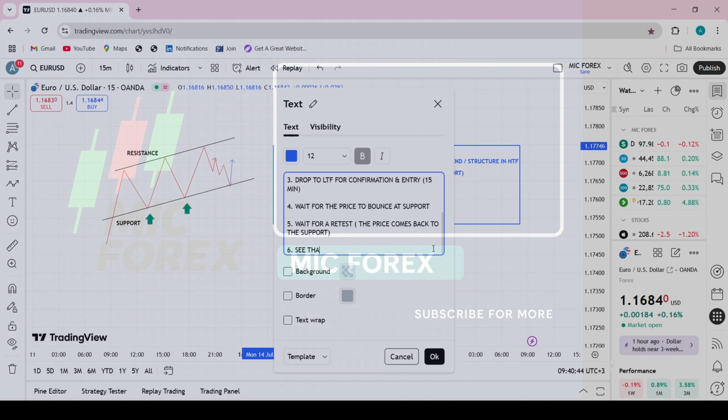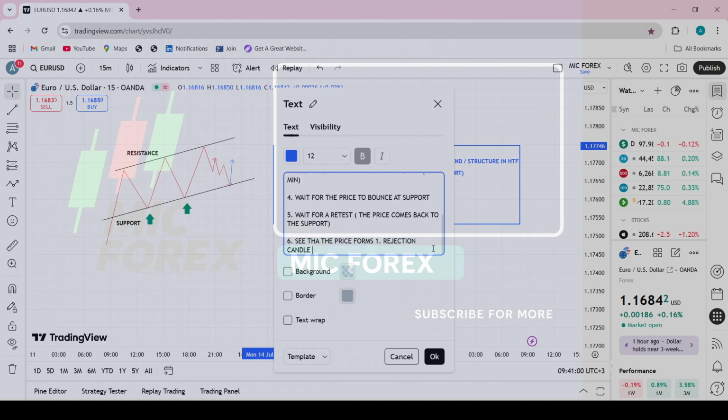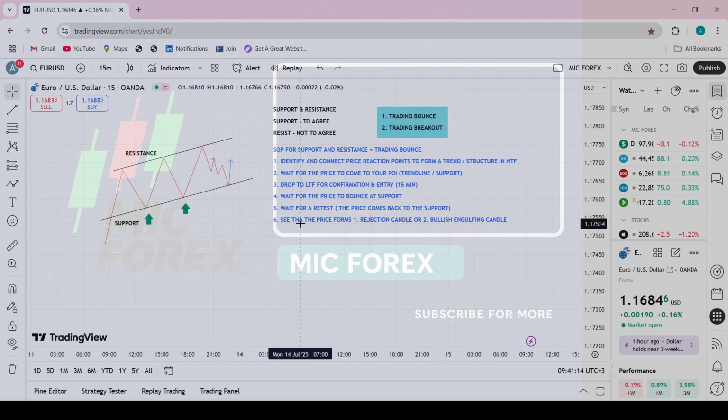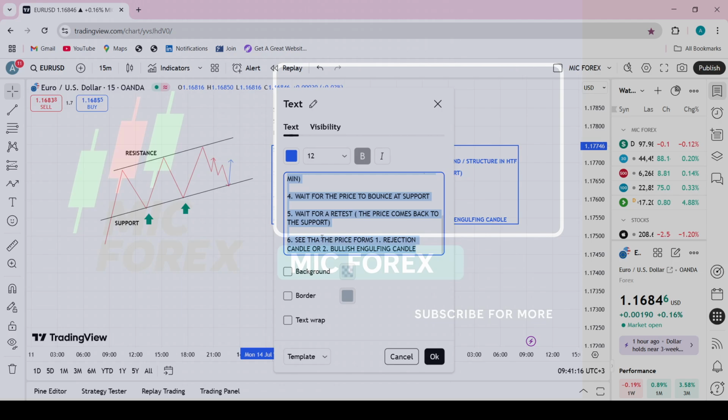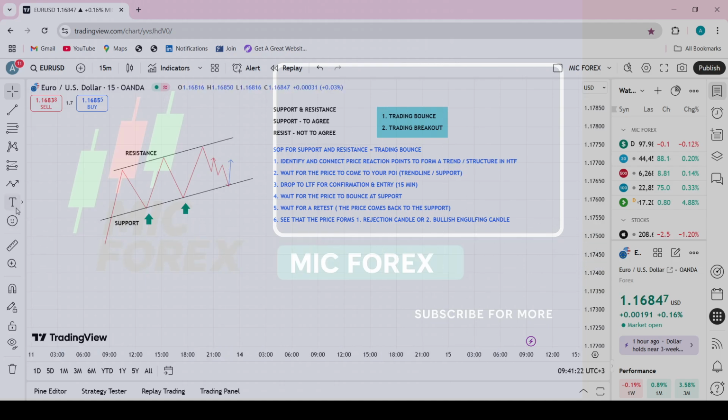See that the price forms these two things. Number one, a rejection candle at the support, at the retest. Or two, a bullish engulfing candle. This one I explained to you last time. So you need to wait and see that the price forms a rejection candle or a bullish engulfing candle. Let me show you what I'm talking about.